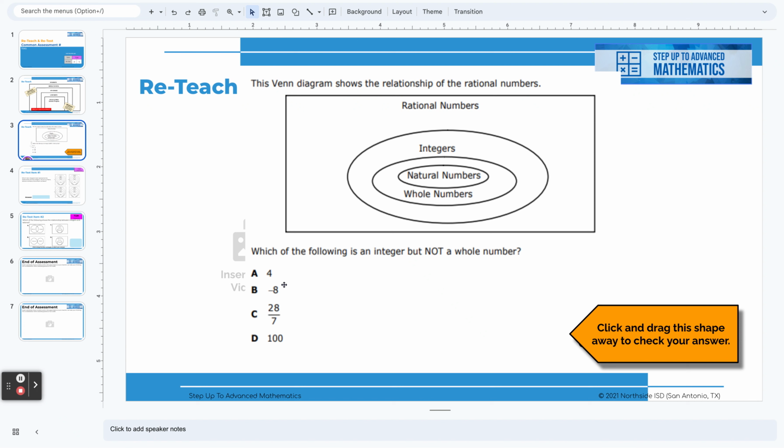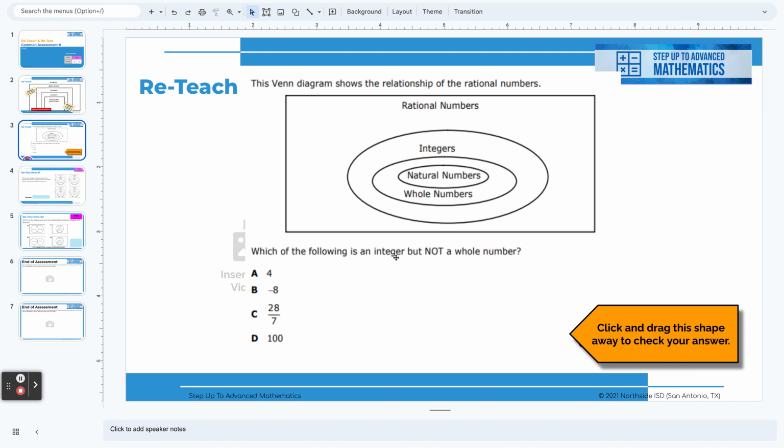Negative 8. Can negative 8 be a whole number? I don't think so, because whole numbers can't be negative. But let's just make sure. 28 over 7 simplifies to 4. And so once again, we already did 4. We know 4 is a whole number. And then 100 is also a whole number. I suspect that we could get even more specific, but that's not what the problem's asking us.